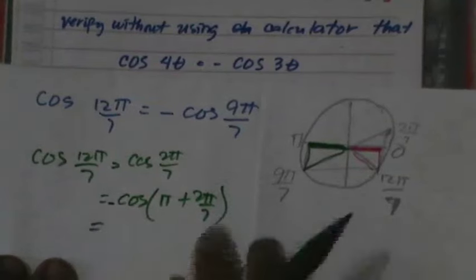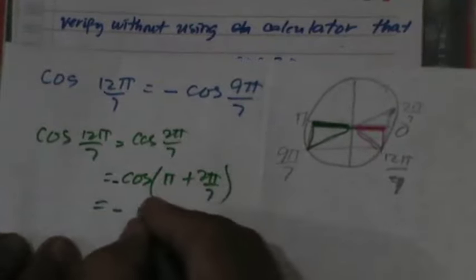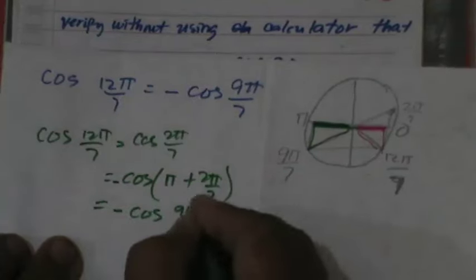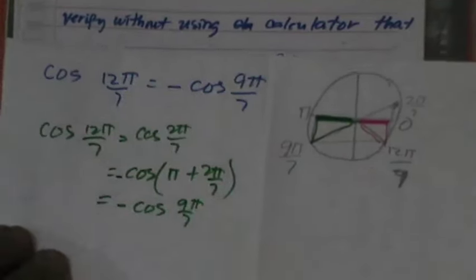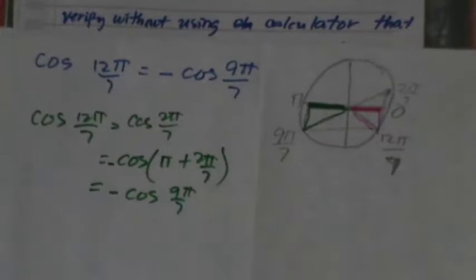So, what is that equal to? That is equal to the negative of the cosine of 9 pi over 7. And there you go. So that is your other solution. And then you also test this 5 pi over 7.